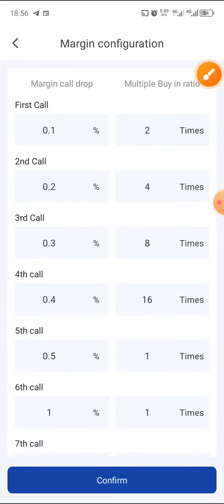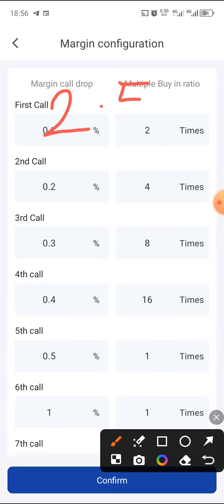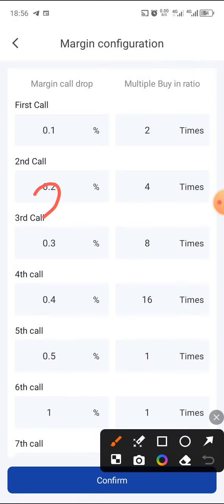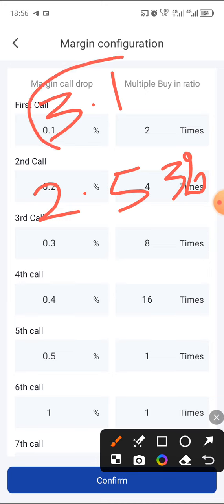Trader A puts all his money into the market at once, and the average price is 2.5. That is the average price. But he set his robot to give him 3%, and the 3% will be at around 3.1 dollars. I'm just giving an example.